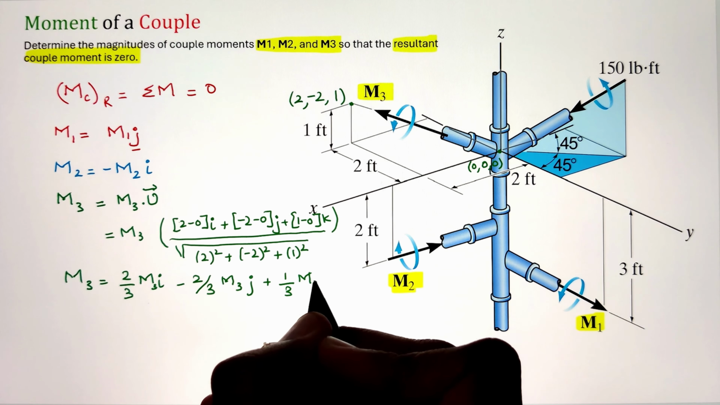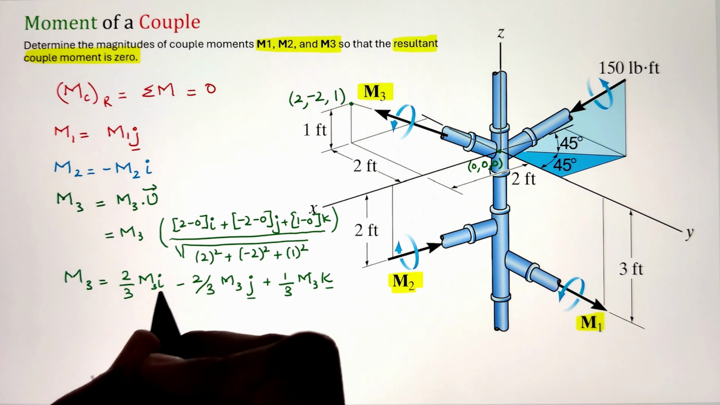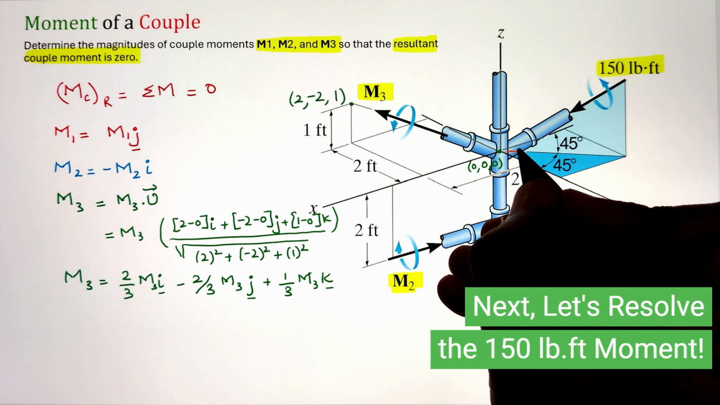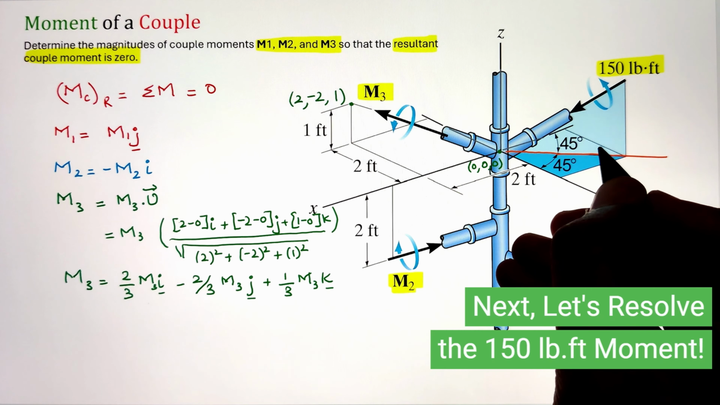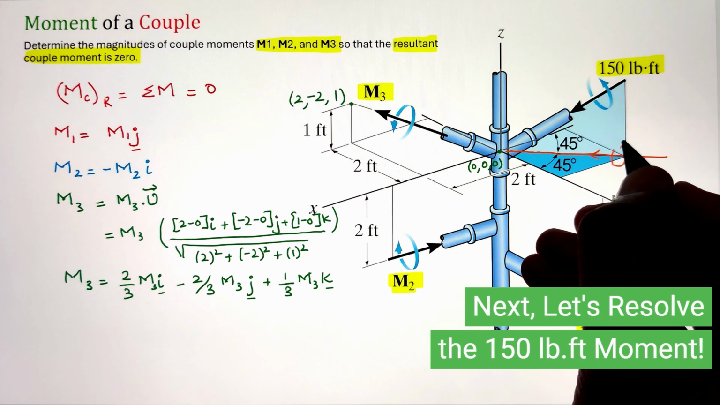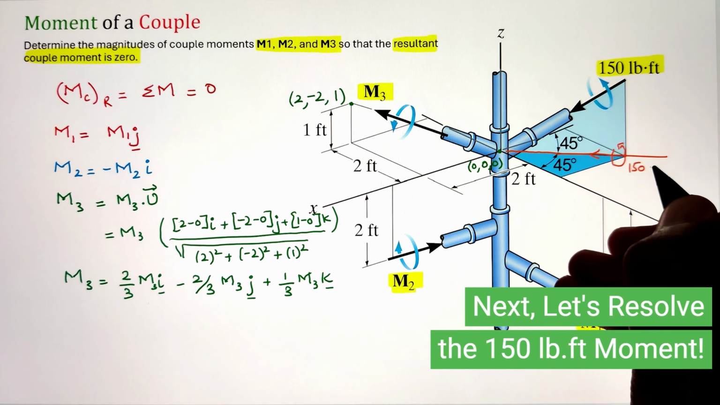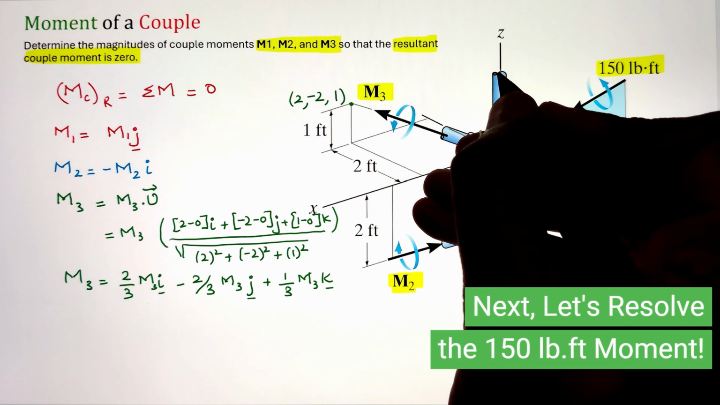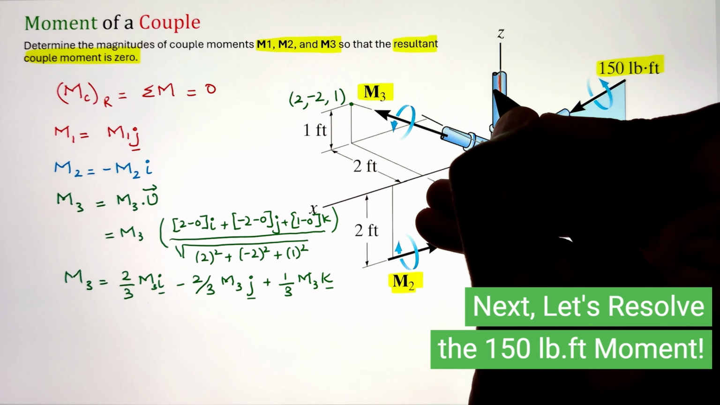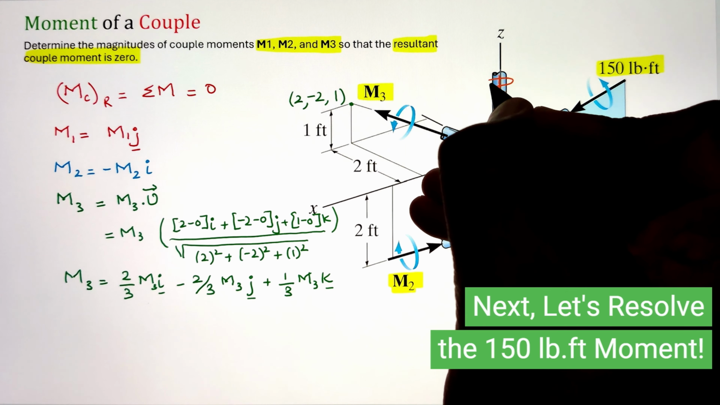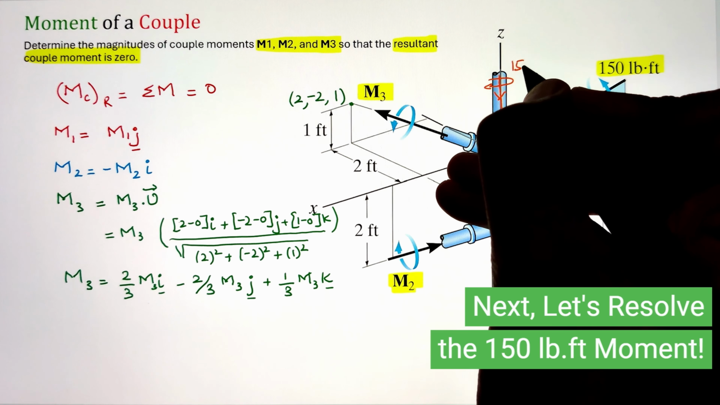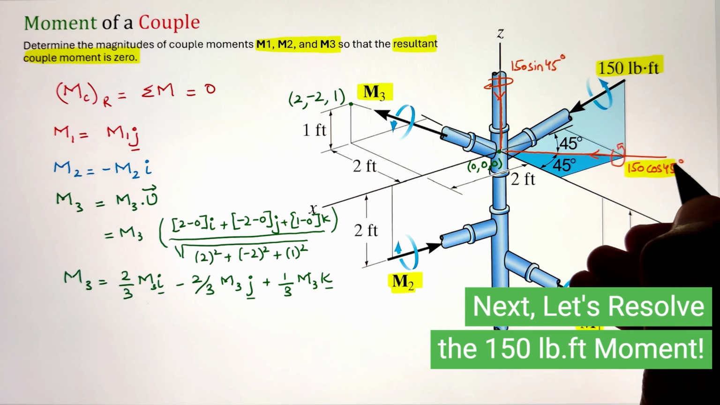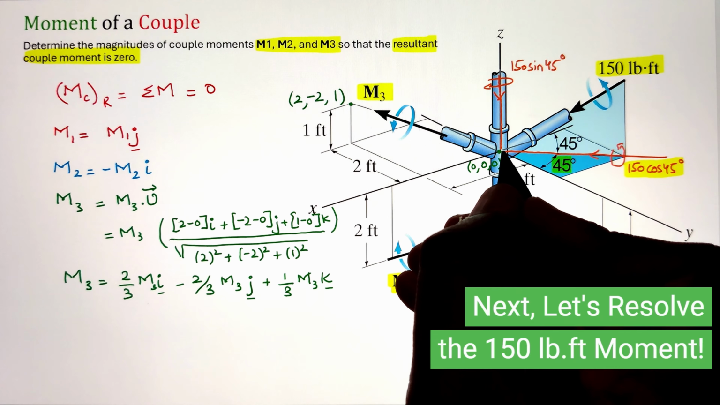Now let's look at the final couple moment whose magnitude we know. This one also acts in 3D space, and we are given a couple of right angle triangles so we can project it along the x, y, and z axes. To start, I have a 150 pound-feet couple moment making an angle of 45 degrees with the xy plane. Taking the cos function of 45 will project it along the xy plane. Next, if we take the sine 45 function, it is going to project it along the z-axis. However, it is pointed downwards and the moment is in the clockwise direction. So the value of the z component will be 150 sine 45.